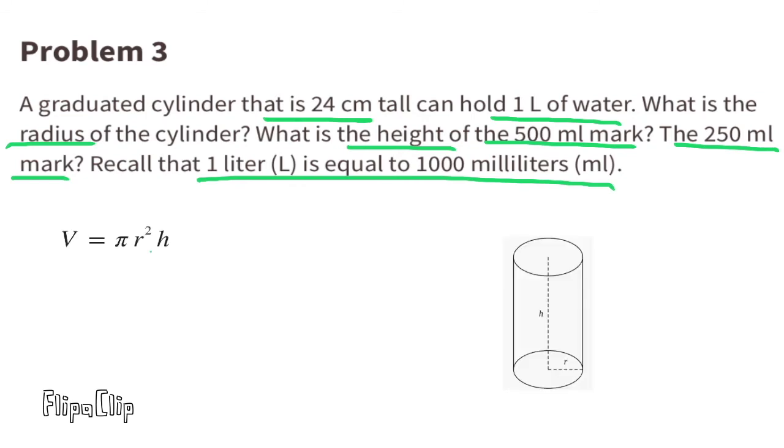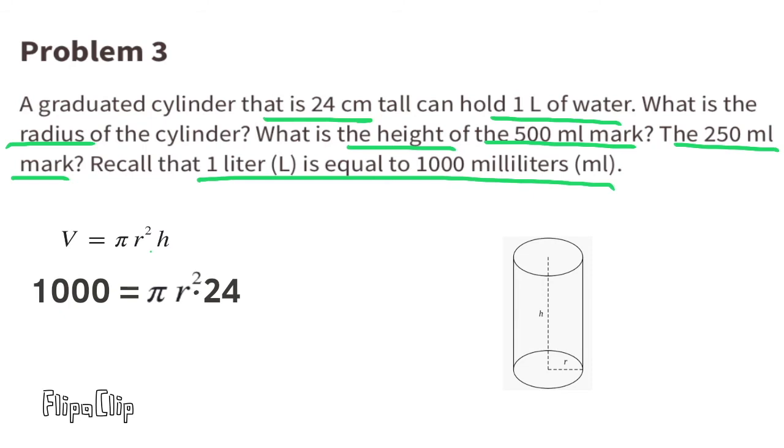Here's a graduated cylinder. Imagine its height is 24 centimeters tall, and it holds 1 liter of water. That means its volume is 1 liter, which is also equal to 1,000 milliliters. So we can say that its volume is 1,000 milliliters. We can rewrite the formula as 1,000 equals pi times r squared times 24, because the volume is pi times r squared times the height, and the height is 24, so we substitute the h with a 24.